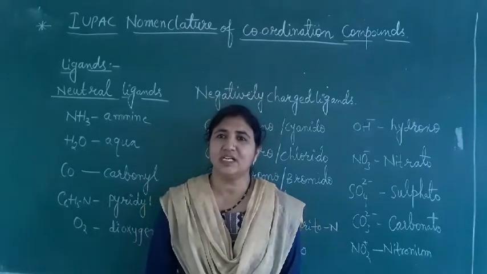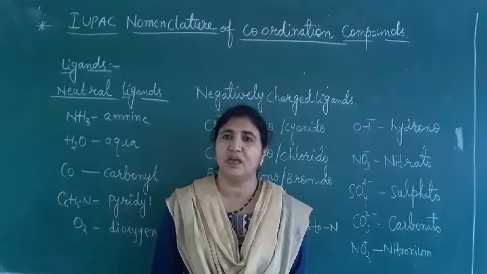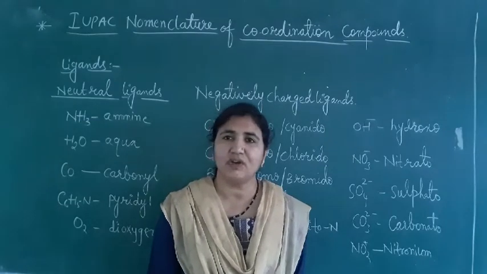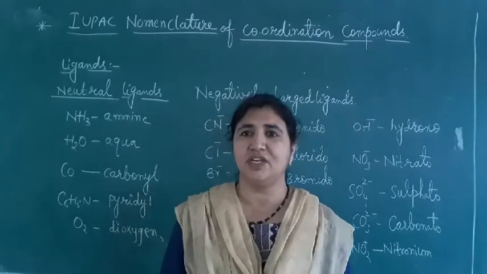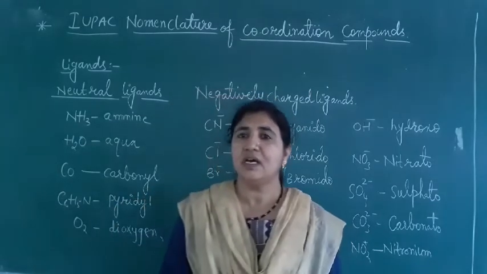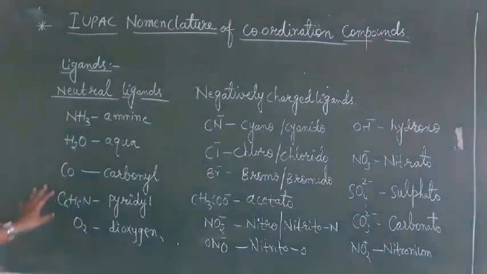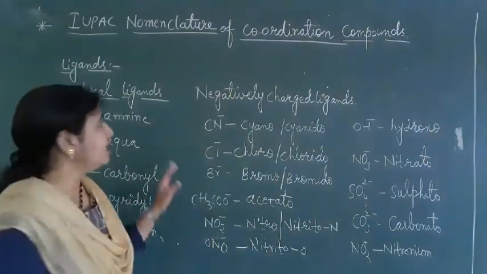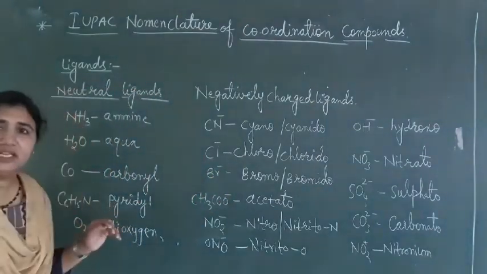Students, in today's class we are going to see the IUPAC nomenclature of coordination compounds. Before starting the IUPAC nomenclature, you must know the names of the ligands. You should be perfect in naming the ligands. Once again, just see the names of the ligands here. We have three types of ligands: negative ligands, positive ligands and neutral ligands.